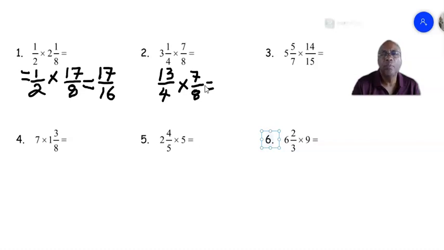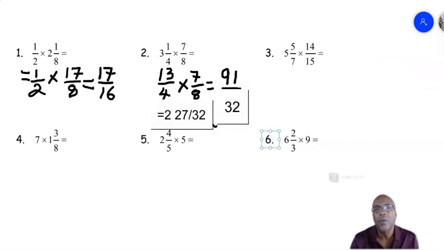13 times 7. 3 times 7 is 21. 7 times 1 is 7 plus 2, 91 over 4 times 8, 32. So we convert to a mixed number. 32 into 91 is 2. 2 times 32 is 64. 91 minus 64 is 27. So 2 and 27 over 32.